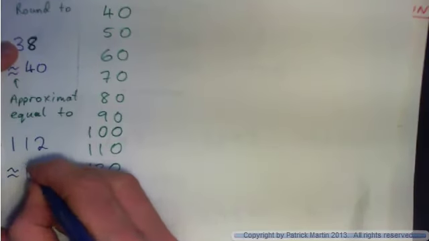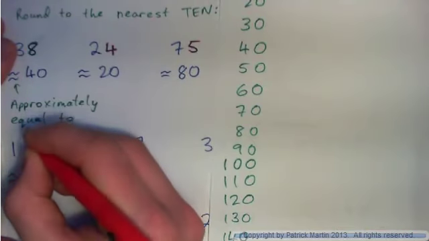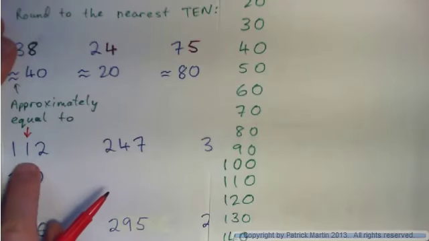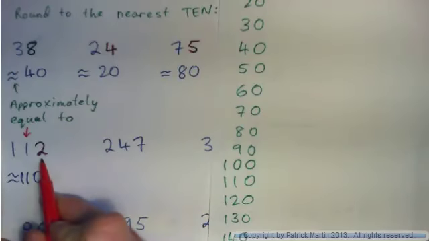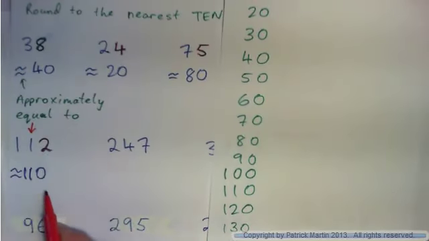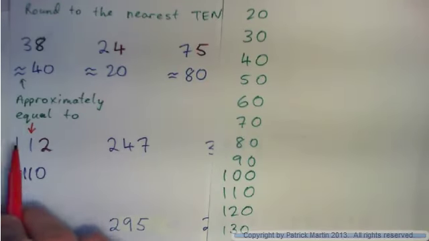Well, it's approximately equal to, or it's close to 110, right? And of course, the quicker way of doing that is to say, look, I'm rounding to the tens spot. This is where the tens are. In the 1 spot I have a 2. If this digit is 4 or less, I round down. Does that make sense? I round down, and then these digits stay the same.